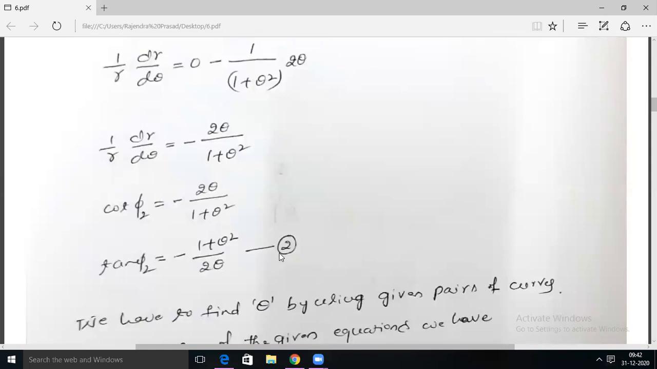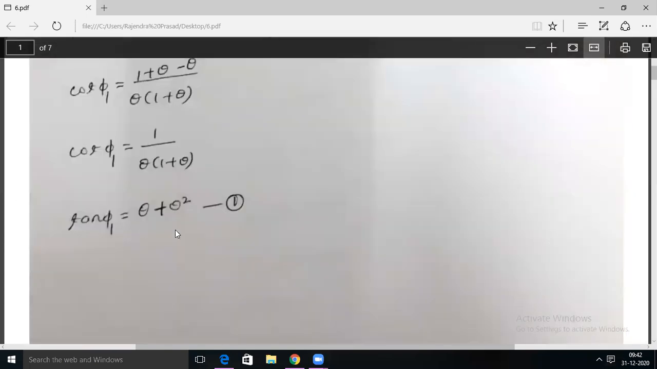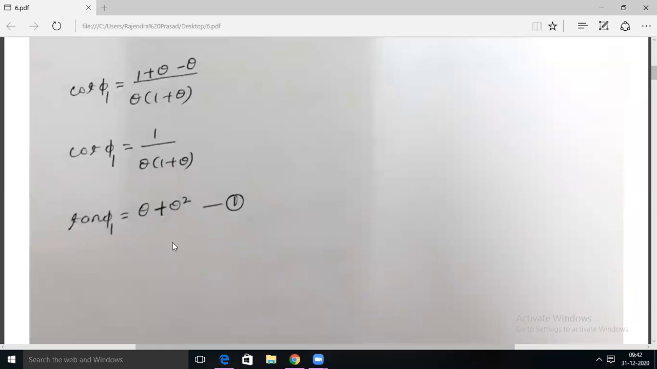So consider equation number 2. From the first polar curve we get tan psi 1, and in the second polar curve we get tan psi 2. Actually we have to find the angle of intersection between two polar curves, that is psi 1 minus psi 2 or psi 2 minus psi 1.